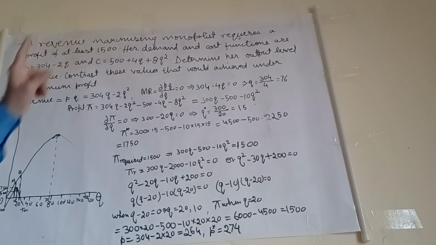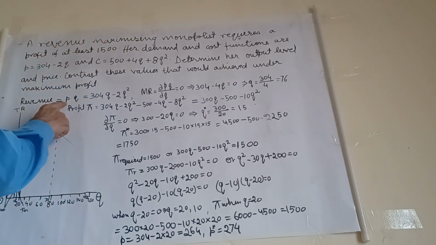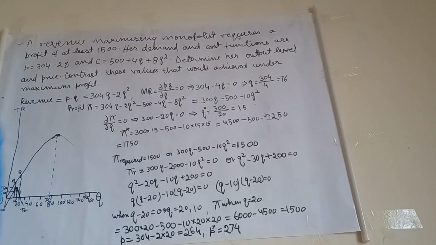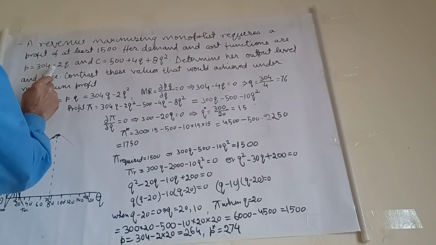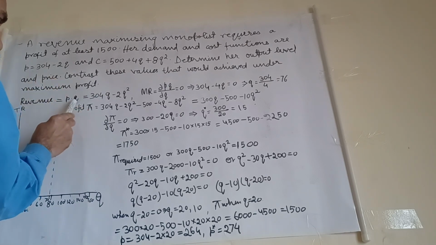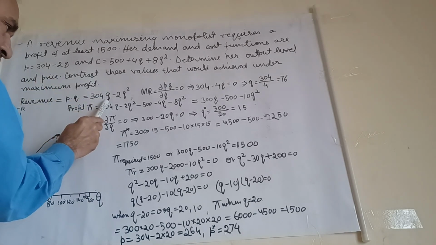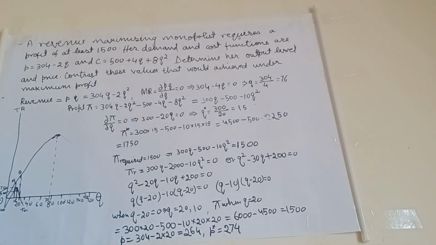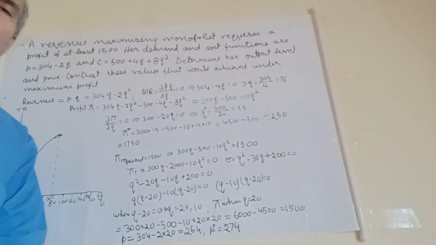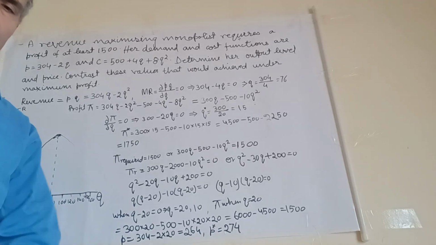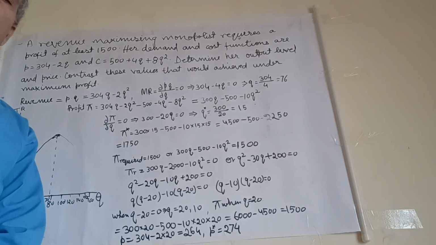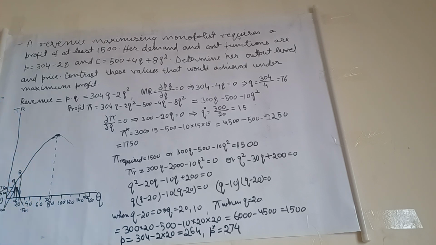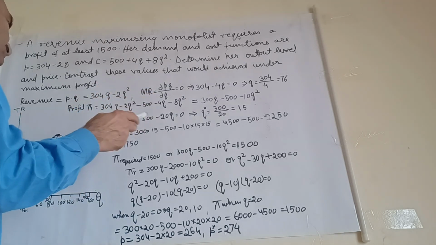Calculating this revenue maximization means where is revenue maximized. So revenue is equal to price times Q, and that becomes P, here 304 - 2Q. So I multiply it by Q, so 304Q - 2Q². As you all know, or if you don't know, you will learn now, that revenue is maximized when marginal revenue is 0. So we calculate marginal revenue.